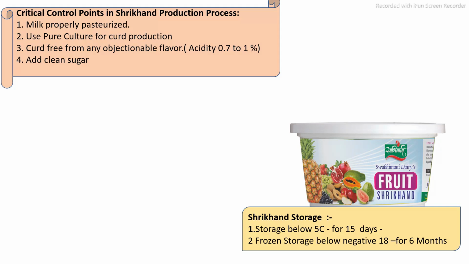If we use a pure culture, then we get high quantity and quality of chakka. Then the sugar must first be properly cleaned and then added, and all ingredients must be added while maintaining good hygienic practices for the preparation of the product.